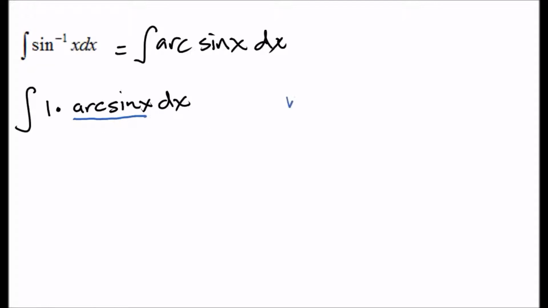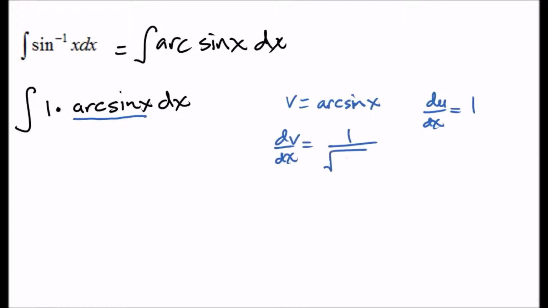So if we say that v is equal to arc sine of x, then du dx is going to be equal to 1. Let's work out those two parts. So dv dx is equal to 1 over root 1 minus x squared from the formula booklet, and u is going to be equal to x.